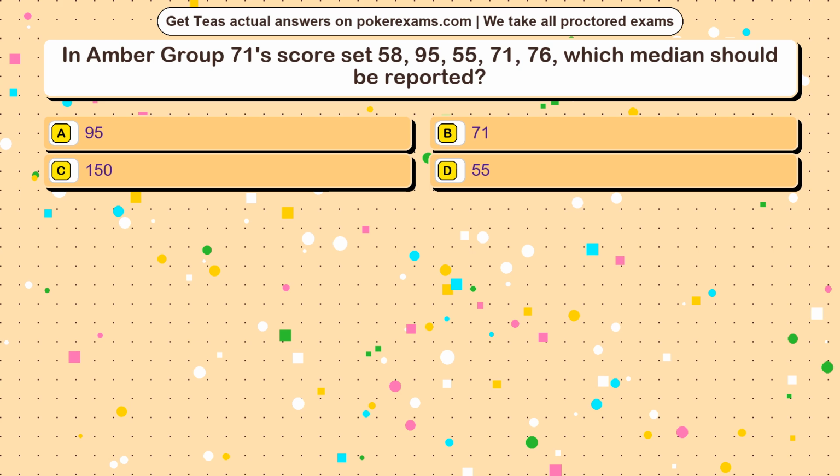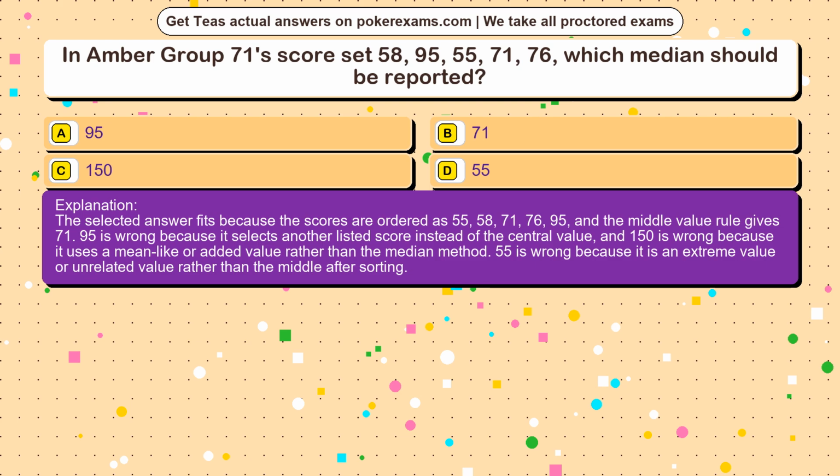The correct answer is option. The selected answer fits because the scores are ordered as 55, 58, 71, 76, 95, and the middle value rule gives 71. 95 is wrong because it selects another listed score instead of the central value, and 150 is wrong because it uses a mean-like or added value rather than the median method. 55 is wrong because it is an extreme value or unrelated value rather than the middle after sorting.